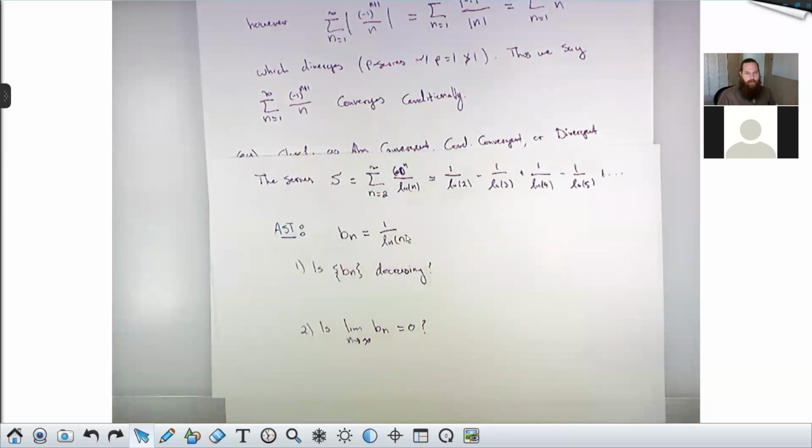You can recognize that AST is a good idea here because the series alternates. That's why I wrote out the first few terms. It goes positive, negative, positive, negative, positive, negative. Every other term changes sign, so the series is an alternating series. With any alternating series, it's worthwhile to take a look at what AST says. So in other words, the -1 to the n is what tells me to use AST here.